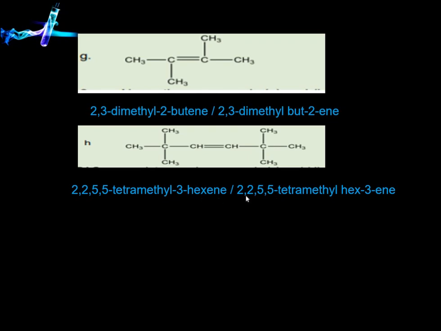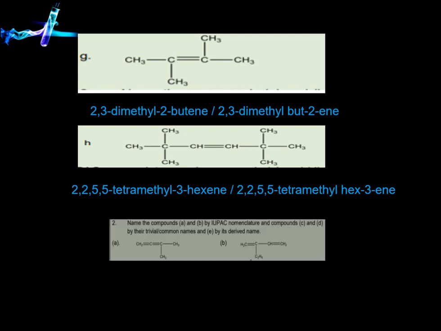You can also write it in this way, 2,2,5,5-tetramethyl hex-3-ene. Now hexa will not be utilized. It would be hex-3-ene. But if there is a 2 double bond or there are 3 double bonds, in that case you are going to use the term hexadiene or hexatriene.